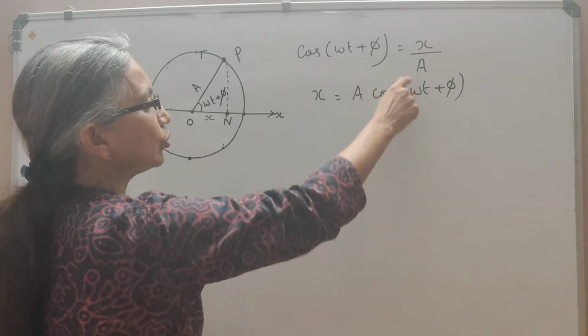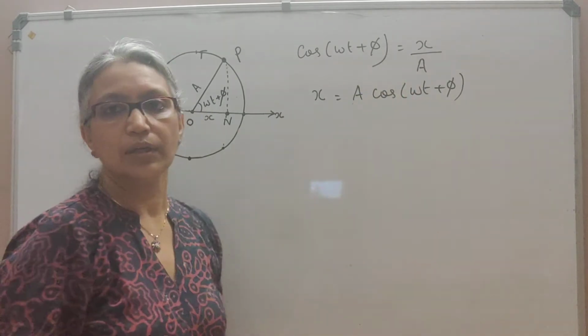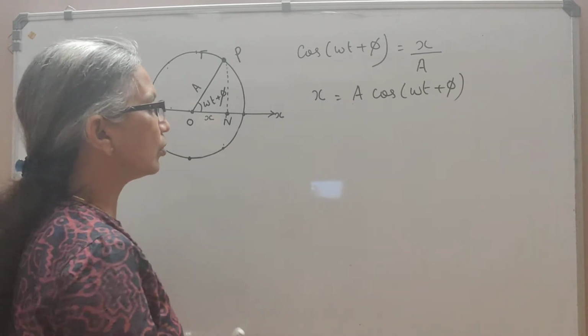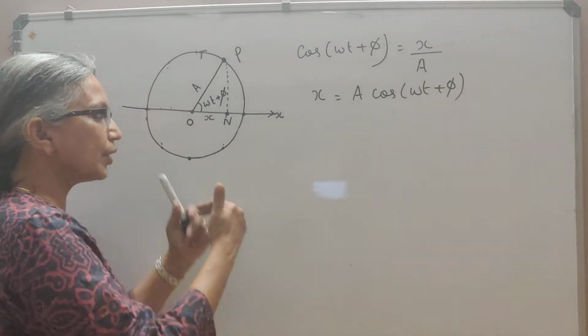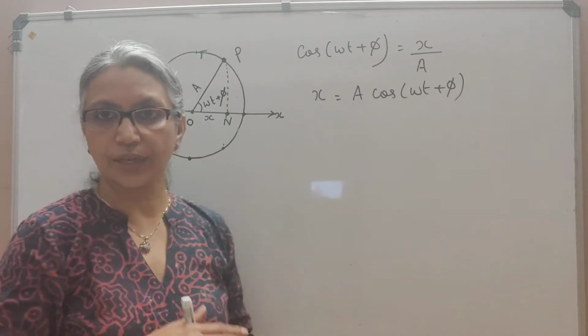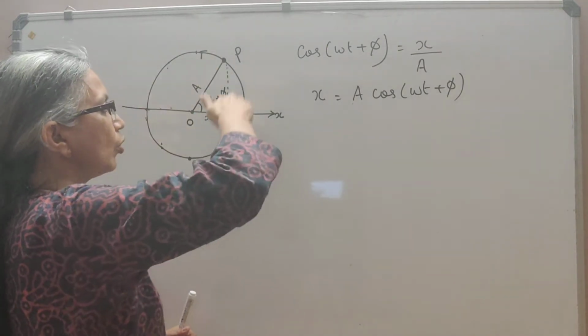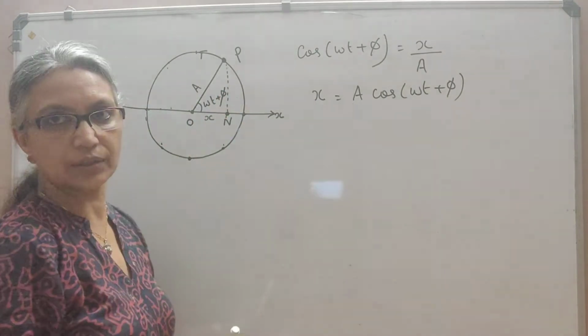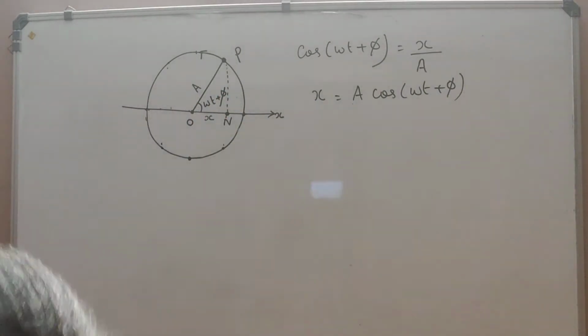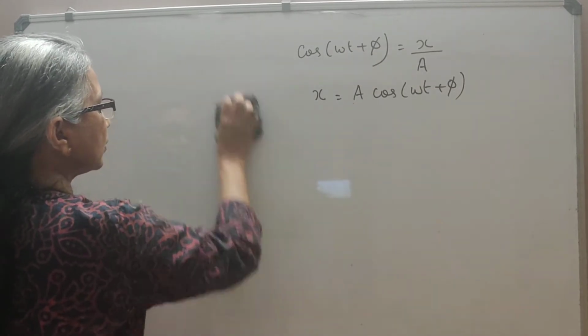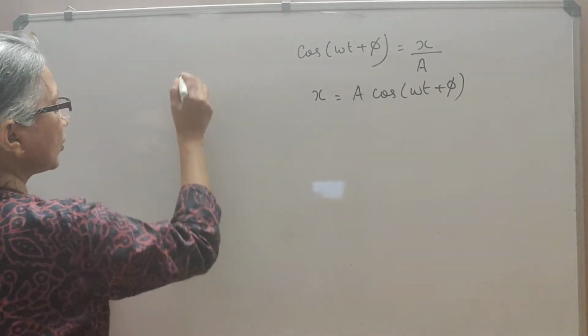And we see that you get a function which we use to represent a simple harmonic motion. So let me repeat, a simple harmonic motion can be described as a projection of a particle in circular motion onto the diameter of that circle. Now this projection could also be taken along the y-axis, that is, any diameter for that matter.